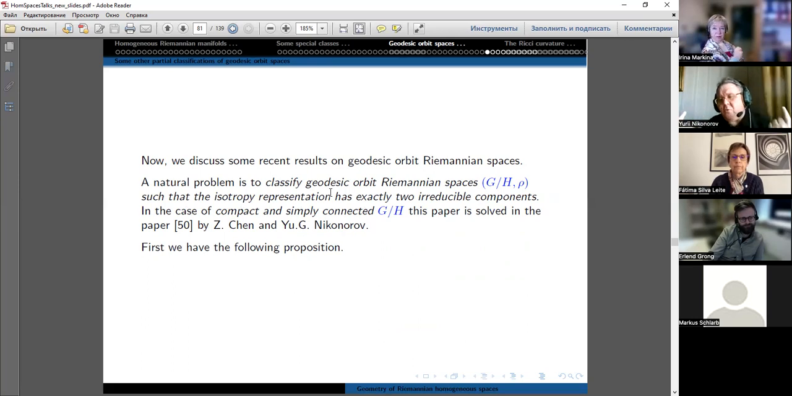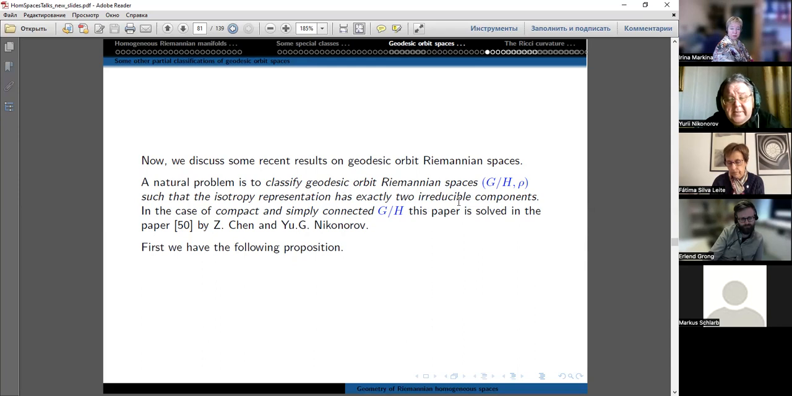Because if we have one component, it's an easier case: a geodesic orbit space is a normal homogeneous space. But if we have, say, two irreducible components, we have many examples of such spaces, of course, compact and non-compact and so on. And it's reasonable to start the investigation, to start the study, from these partial cases.